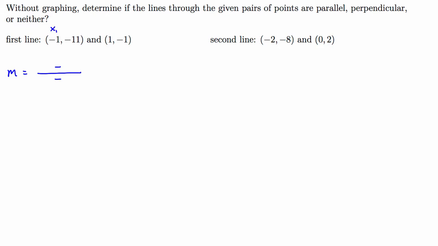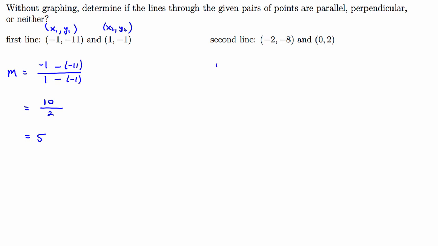I'll call the first point -1, -11 my x1, y1 point, and I'll call my 1, -1 point my x2, y2 point. So the formula for slope is y2 minus y1, so -1 minus -11 over x2 minus x1, 1 minus -1. -1 minus -11 is a positive 10, 1 minus -1 is 2, and 10 divided by 2 is 5. So I know the slope of the first line is 5.